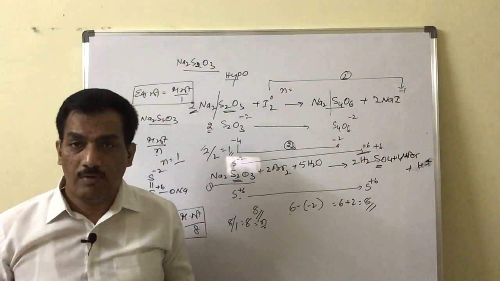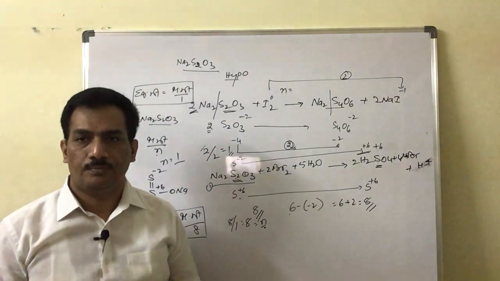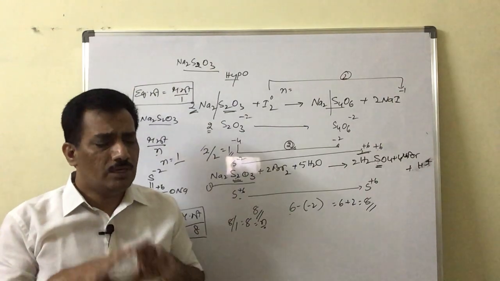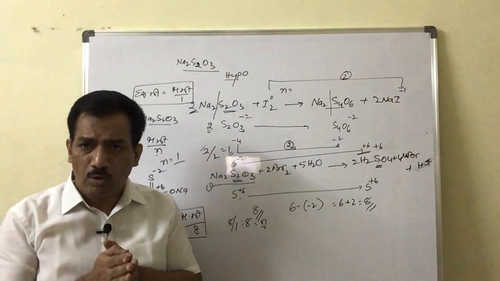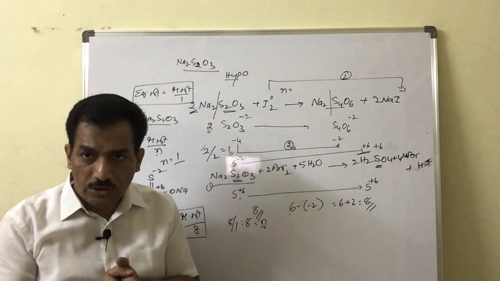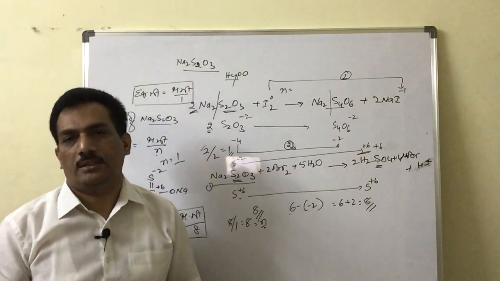That is the idea of where we have to find the N value and where we have to use the Z factor. Clear? And that N value, remember, is always per molecule. Whatever the number of molecules involved in the balanced equation, the total change in oxidation state per molecule is considered as the N factor.